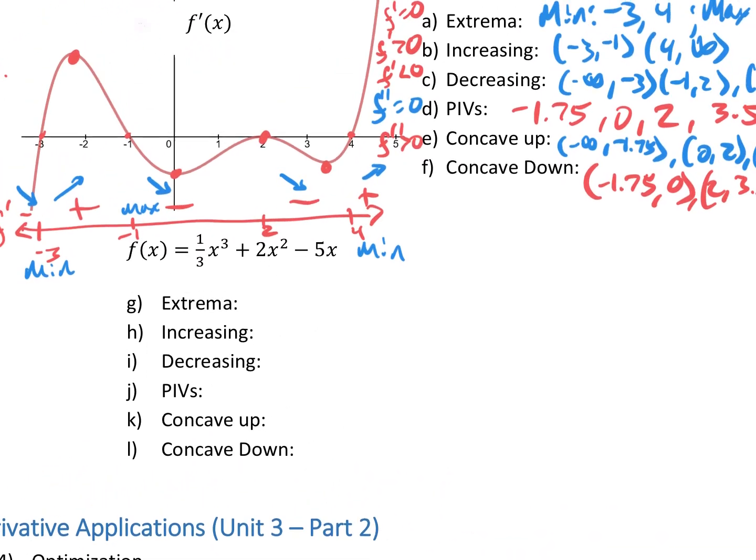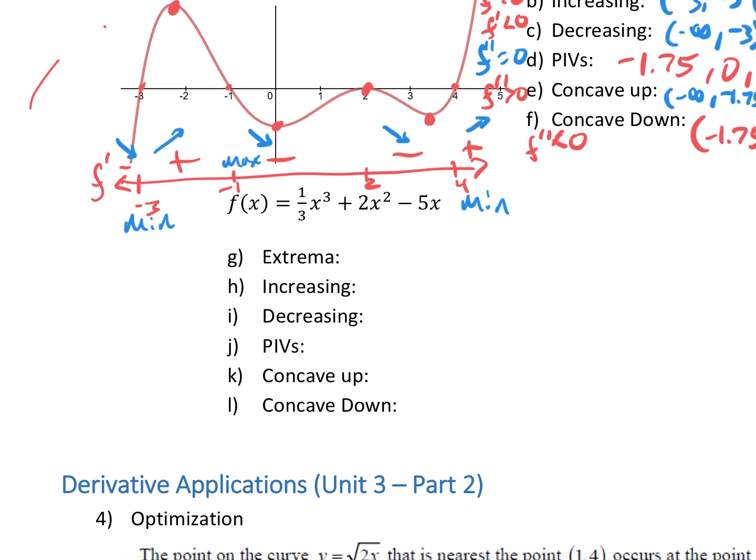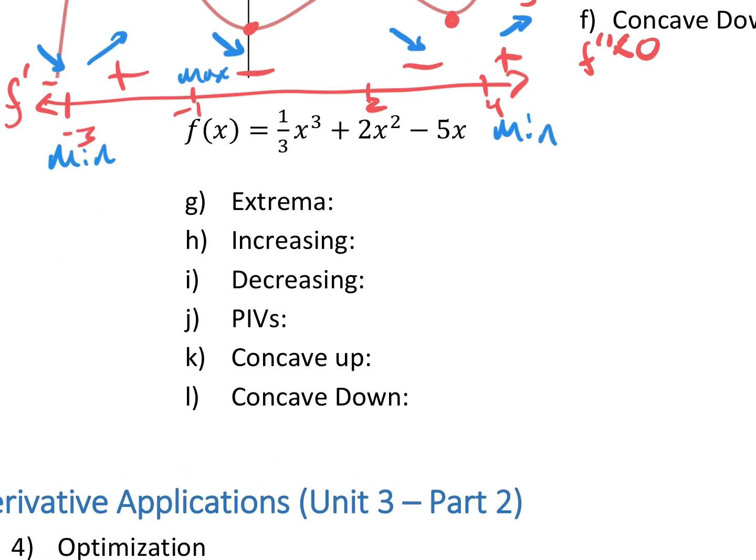Okay, so that's the idea. So we got this last one, by the way, f double prime is less than 0. Moving on here to an equation. Okay, so we've got an equation. We should be able to find these things as well from the equation.